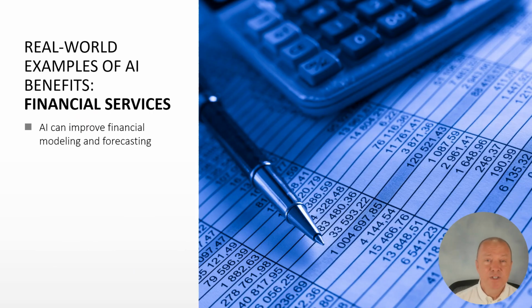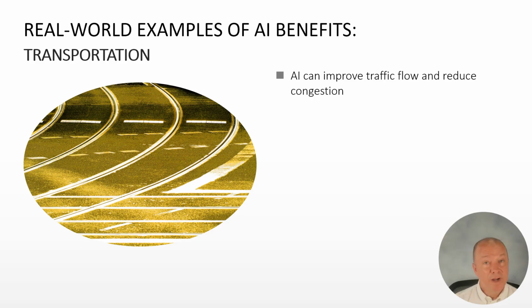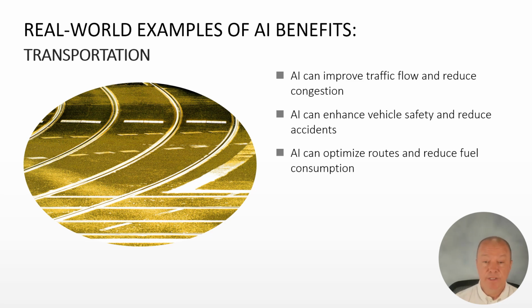Shifting gears, let's go ahead and take a look at how we can use AI in financial services. AI can improve financial modeling and forecasting. It can help us to detect fraud and money laundering. It can also help us to automate routine financial tasks. In the transportation sector, AI can improve traffic flow and reduce traffic congestion. It can help us to enhance vehicle safety and reduce accidents, as well as potentially optimizing routes and reducing fuel consumption.